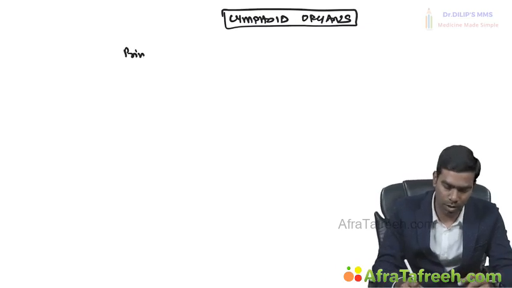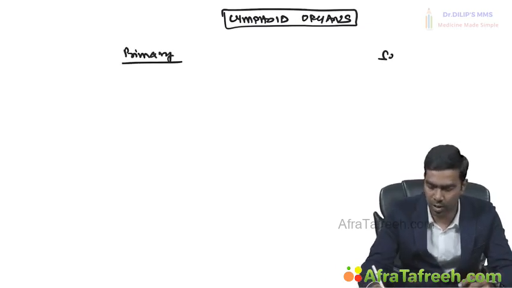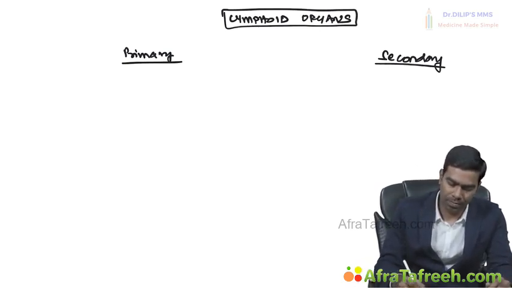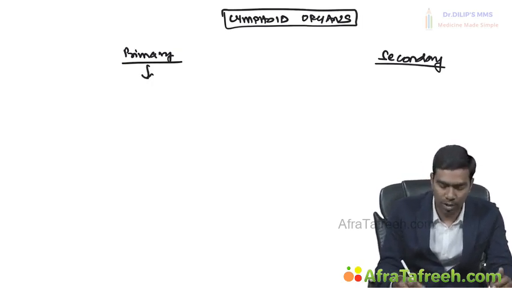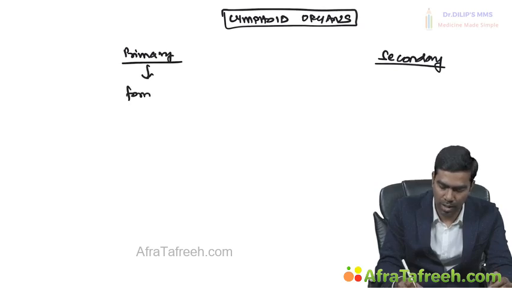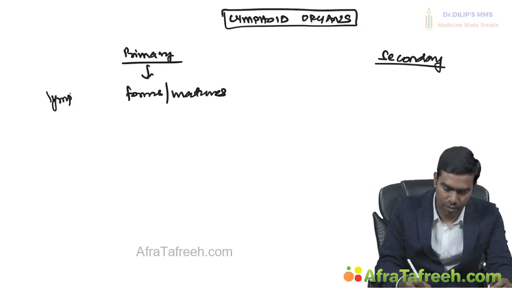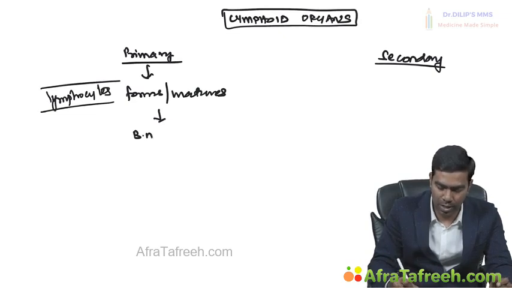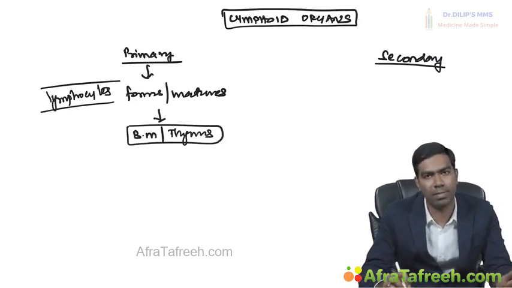So right now, let us assume there are two types of lymphoid organs. One is the primary lymphoid organ, the second is the secondary lymphoid organ. So what are the primary lymphoid organs? The primary lymphoid organs are nothing but the areas where your lymphocytes are formed and matured, maybe B cell or T cell. That is what you call the primary lymphoid organs. By definition, only two areas where they form and mature: the bone marrow and the thymus. So these are the two classic primary lymphoid organs.